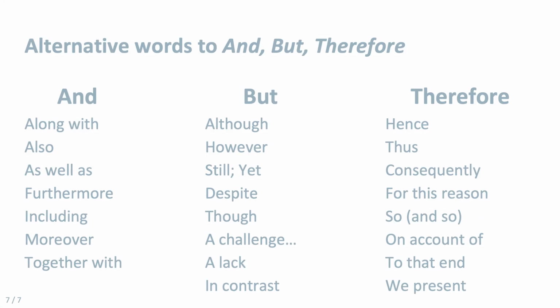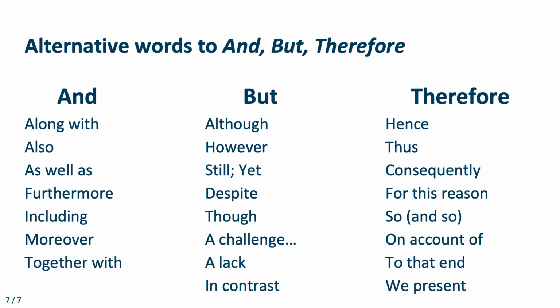Here are some alternatives to the words and, but, therefore. The next step is to begin your ABT writing exercise. Write an ABT about your research or a project you are engaged in to 3 different audiences of your choosing in contexts you might encounter.